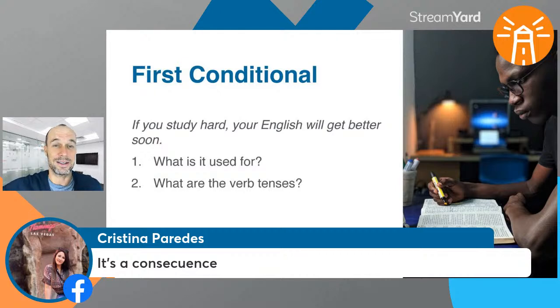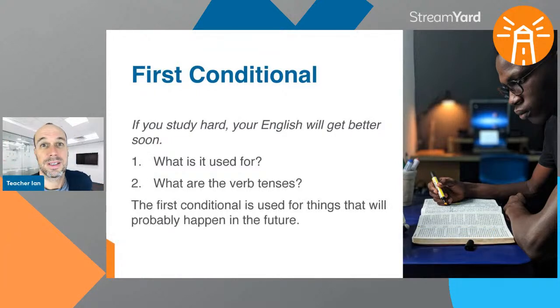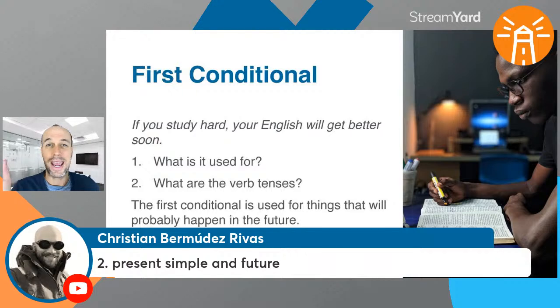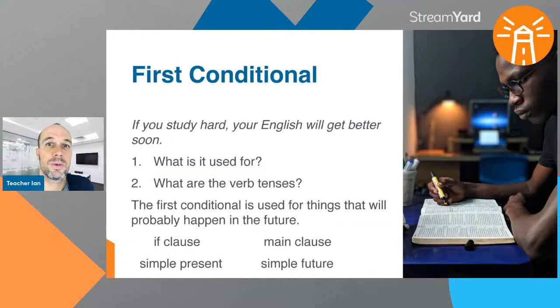You can study hard. You are studying hard because you come to all these classes. And I know that your English will get better soon. It's easy. The first conditional is used for things that will probably happen in the future. So if you do the first thing, this thing will probably happen in the future. Great. And you're looking at the grammar. So you're seeing present simple. If you study hard, your English will get better. So we have first exactly what Christian said. We have the simple present and the simple future.